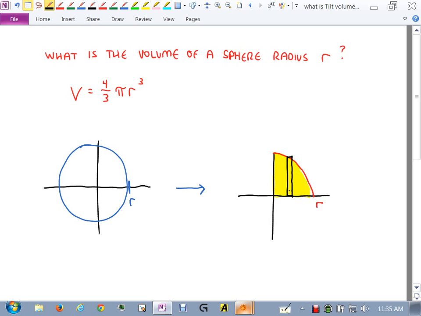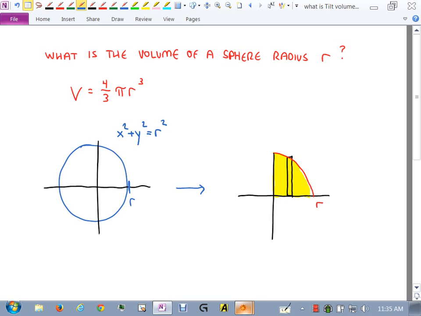What is the equation of a circle? What is the equation of a circle centered at the origin with a radius of little r? So what's the equation of this circle right here? X squared plus y squared equals r squared. That's the equation of a circle centered at the origin, radius r.